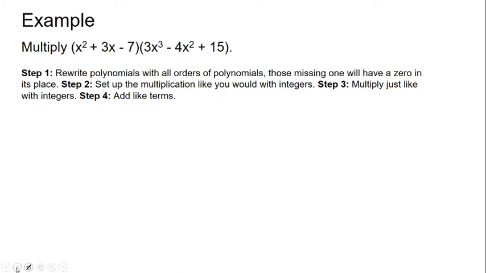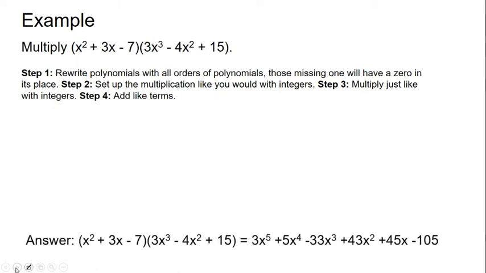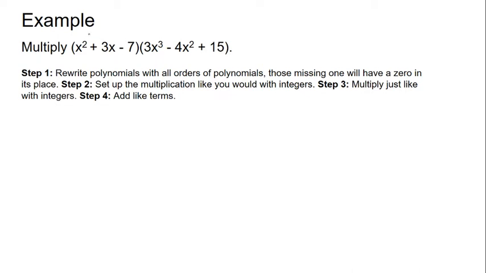So the first thing we're going to do is rewrite them so that we have zeros in place. We have an x squared, x, and a constant, and then we have an x cubed, x squared. So we're going to write our x squared plus 3x minus 7. Then we have 3x cubed minus 4x squared plus 0x plus 15.